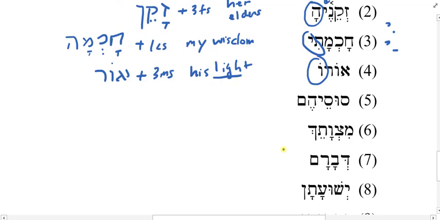Look at number 5. Say this. Susehem. Susehem. So what have I got here? Well, I've got my pronoun, hem. Which pronoun is that? That's the third masculine plural pronoun. There is a yod before it, isn't there? So this is singular or plural? It's plural, okay? So this is the plural form of sus.